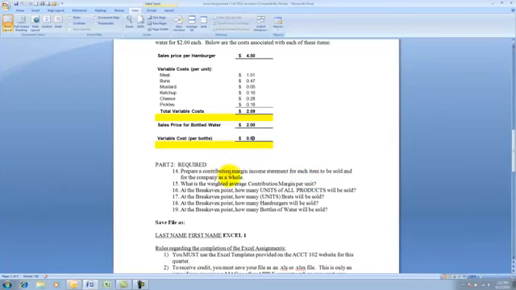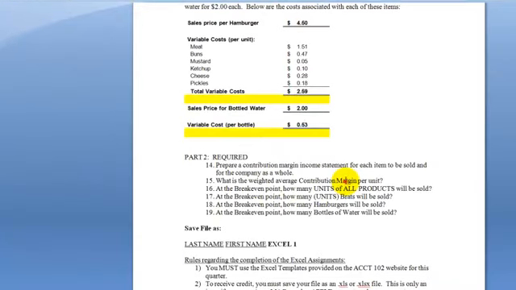Once you've calculated that contribution margin for each item sold and for the company as a whole, you're going to add those all together, and you'll see on the template it's actually set up for you how to do this. You're going to calculate the weighted average contribution margin per unit, and I certainly recommend looking at the Accounting 102 website. There is a PowerPoint presentation on doing these multiple product break-even problems and calculating the weighted average contribution margin per unit the easy way.